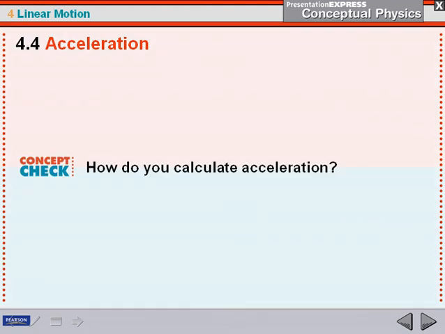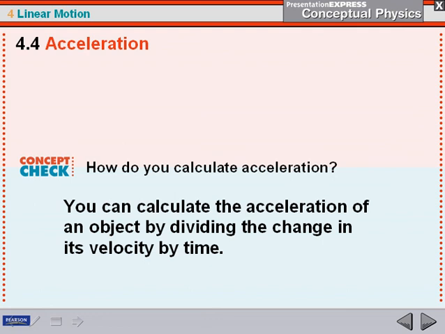So how do you calculate acceleration? You calculate acceleration by dividing the change in its velocity by the time interval it takes to change that velocity.